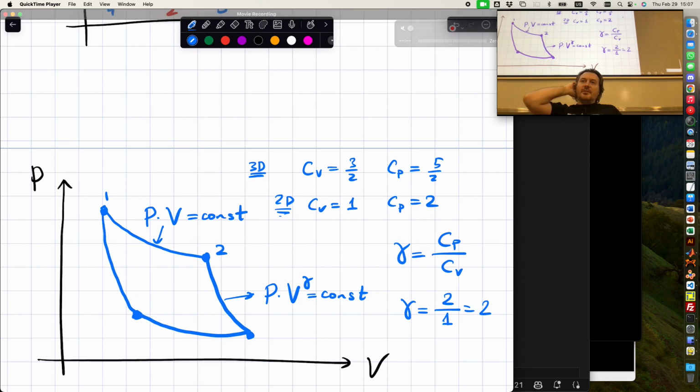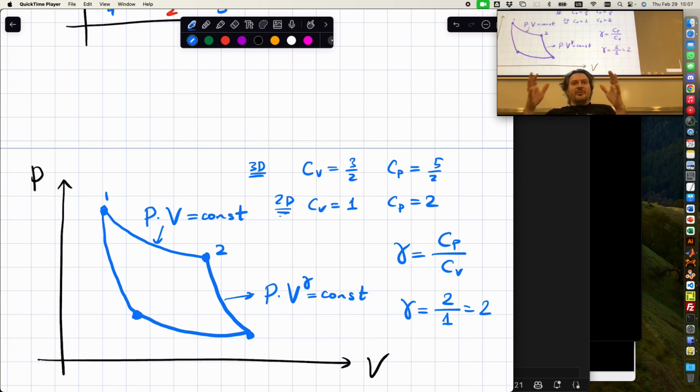Any other questions? Comments? What we have learned? We have learned connection between macroscopic thermodynamics and statistical physics. Okay? It was a long and bumpy road, but we are at the end of it.